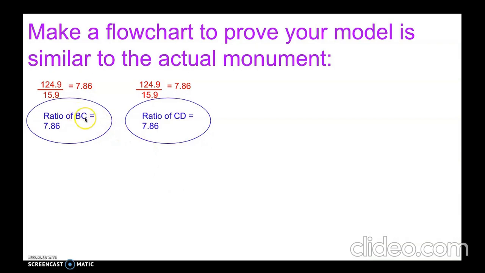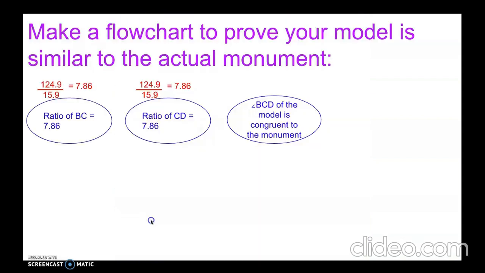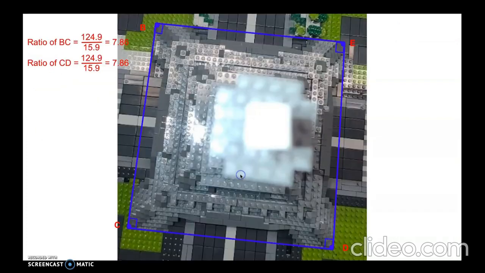So I've got that my two sides have the same ratio. Now let's do this angle right here, BCD. That angle is 90 degrees. And so that's true on both the model and the actual monument. So angle BCD of the model is congruent to the monument, and that's because they're both 90 degrees. Well, I can say that about any of the four angles on here. So I also use CDE and DEB.